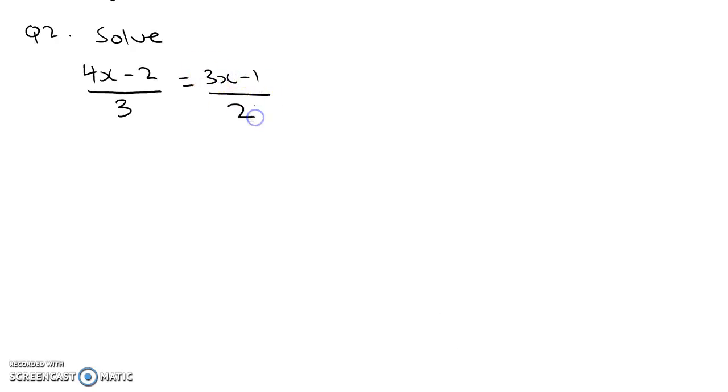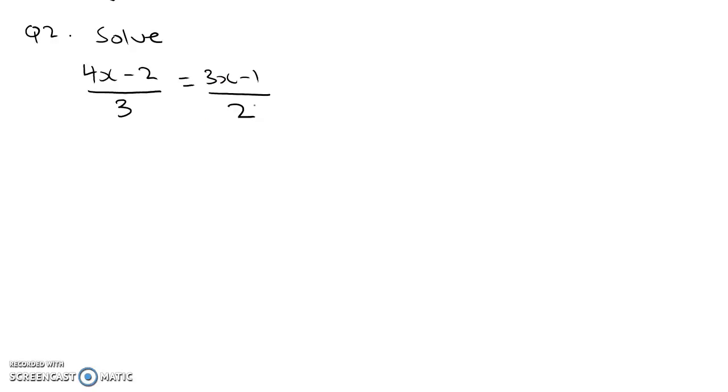Let's have a go at one that's a little bit more difficult and involves an algebraic fraction. Let's solve 4x minus 2 over 3 equals 3x minus 1 over 2.